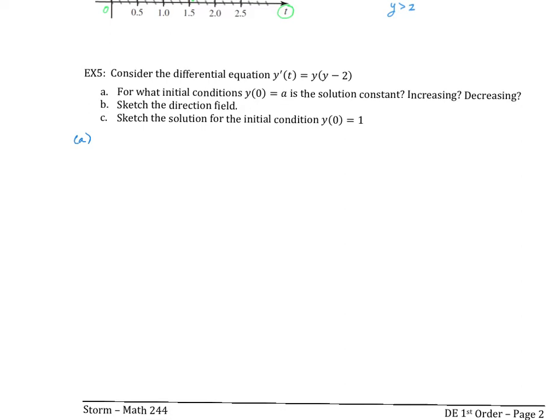We want to figure out for what a value is the solution constant, increasing and decreasing. Well, if it's constant, that means the derivative is equal to 0. So that means that y times y minus 2 has to equal 0. That happens when y is equal to 0 and y is equal to 2. So these are my constant solutions. Now remember, this is a derivative. So if you just look at the derivative, let me go ahead and just draw a line graph. Look at those two values of 0 and 2. Those constant solutions are when the derivative is equal to 0. So that means that all other points are where the derivative is either positive or negative.